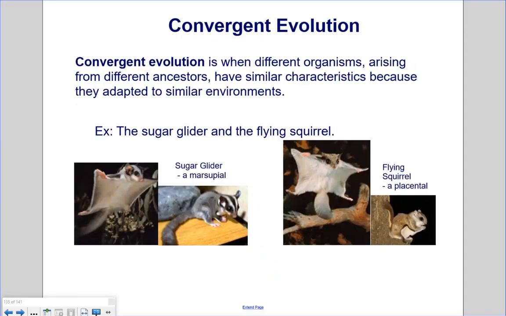Convergent evolution. Convergent evolution is when different organisms, arising from different ancestors, have similar characteristics because they have adapted to similar environments. For example, the sugar glider and the flying squirrel have many similar characteristics even though they are not closely related. The sugar glider is a marsupial. In this animal, the fetus develops in the pouch, and the flying squirrel is a placental. In this animal, the fetuses develop in a womb.